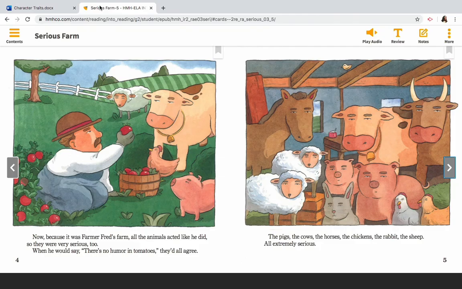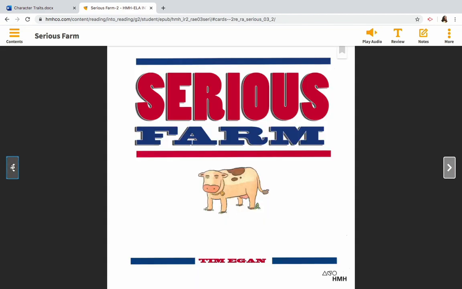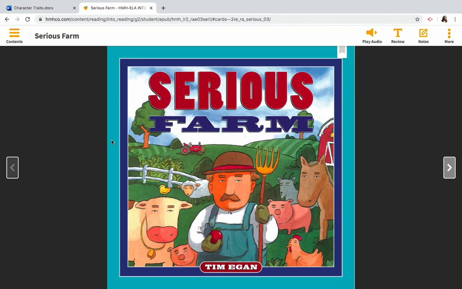Okay, so today our story is called Serious Farm, and it is written by Tim Egan. Okay, look at everybody's facial expression on the cover of the story. They all look really serious, right?